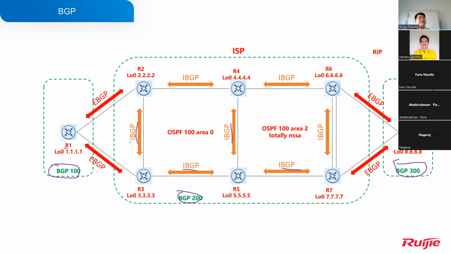And after establishing the BGP neighbor, why should we use BGP? Think about this. Why should we use BGP?